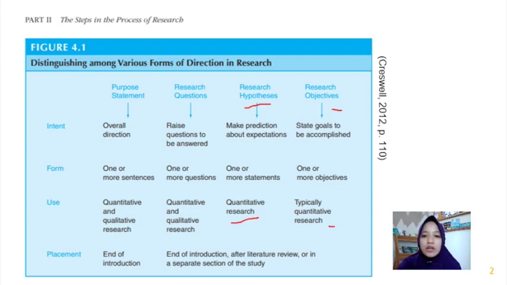But if we want to conduct qualitative research, it is okay, we have to improve our objectives based on our topic. And after this, I will try to explain one by one about the purpose statement, research question, research hypothesis, and research objective. So next.